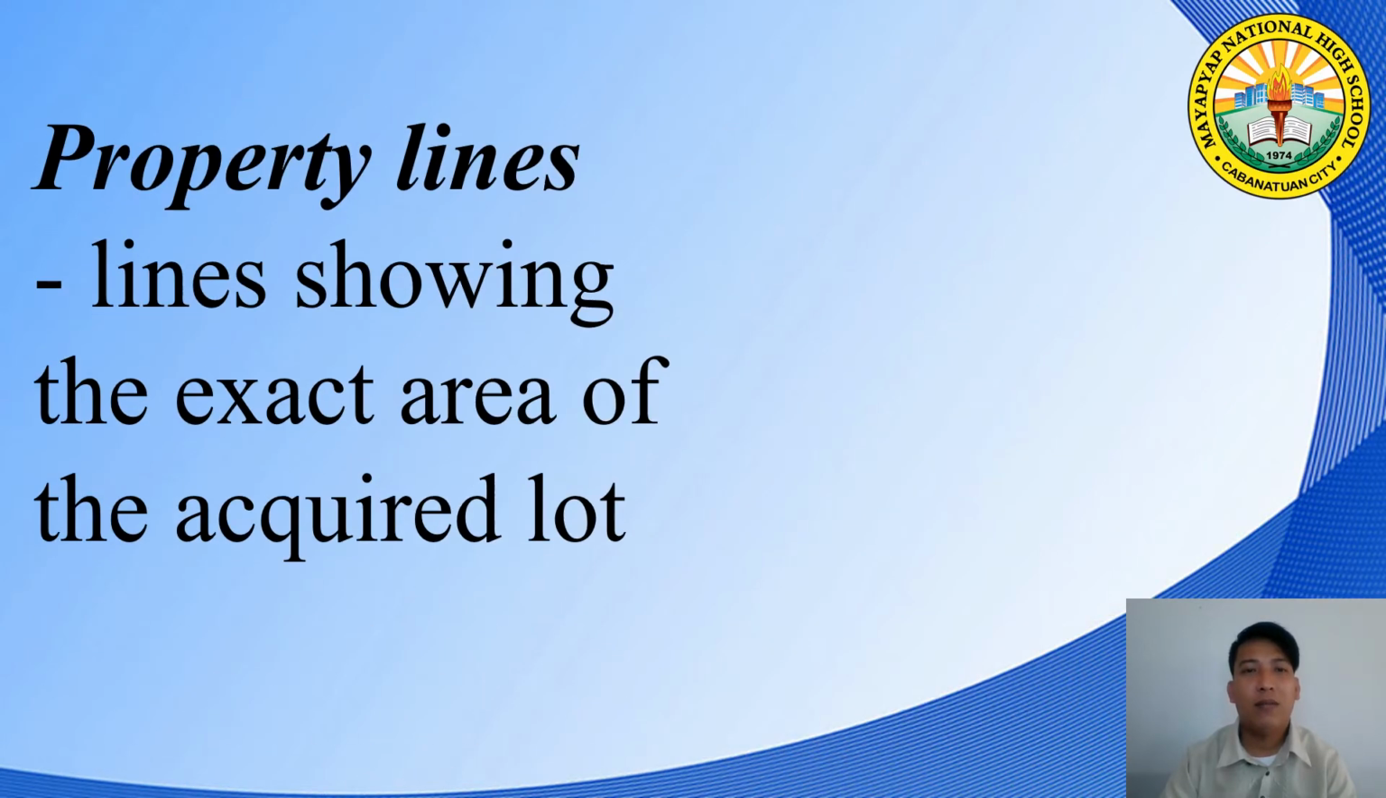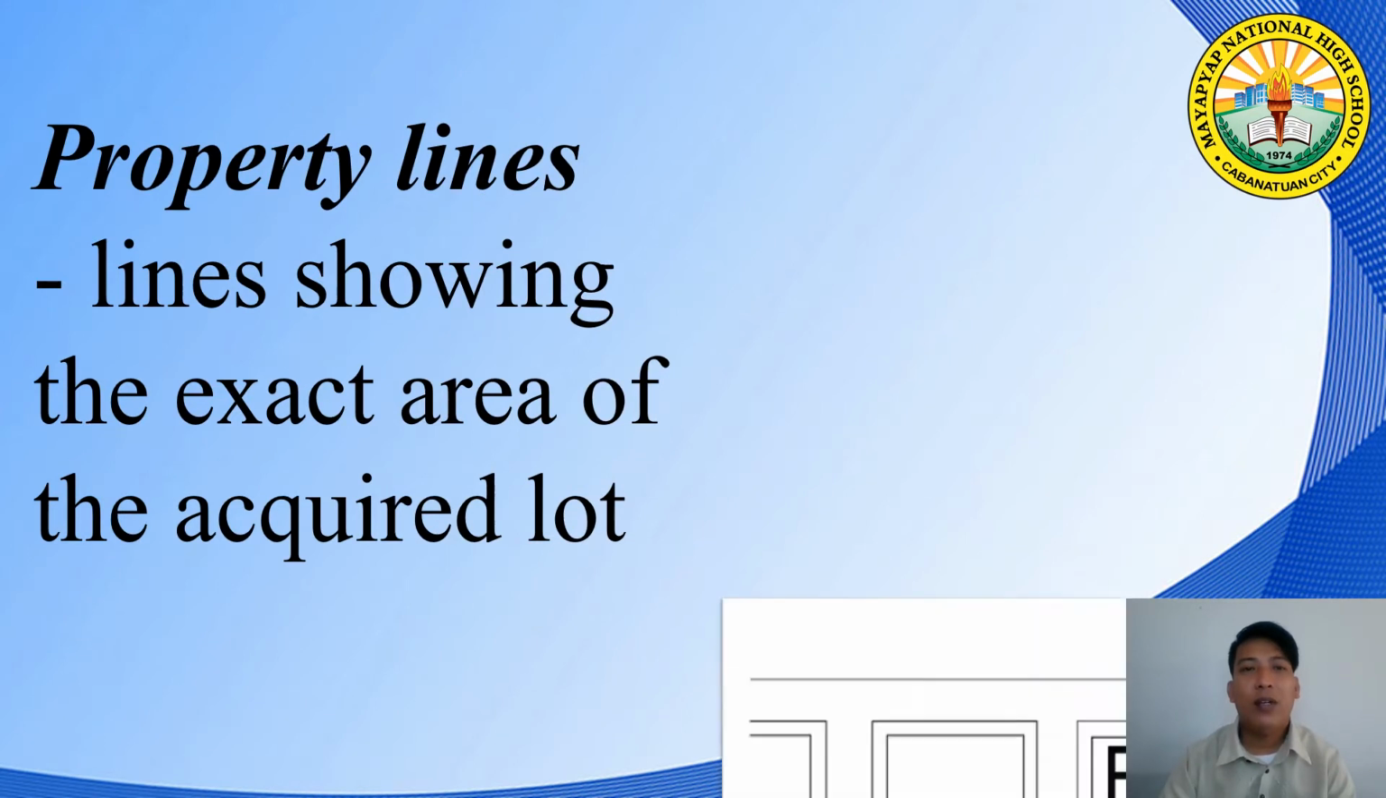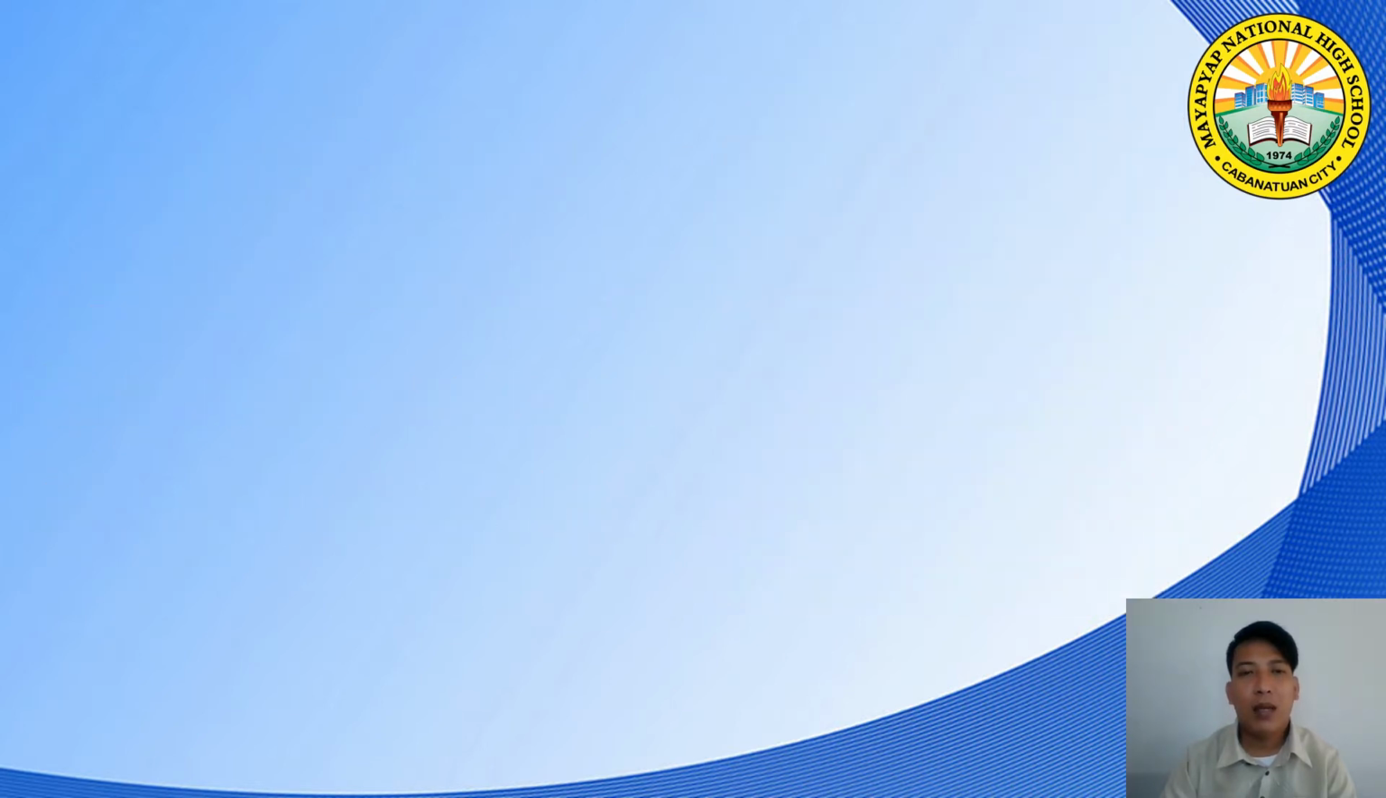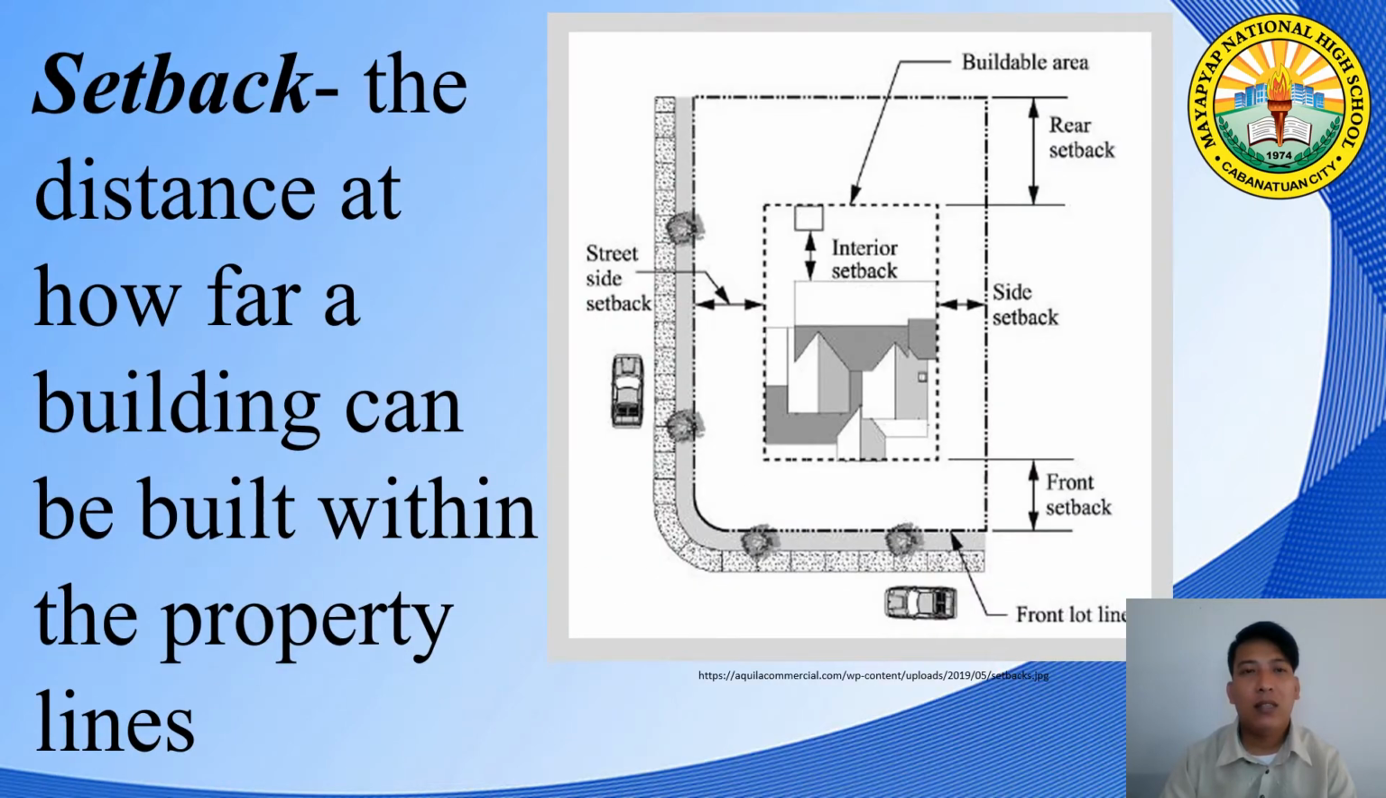Property lines. Property lines, lines showing the exact area of acquired land. Setback, the distance at how far a building can be built within the property lines.